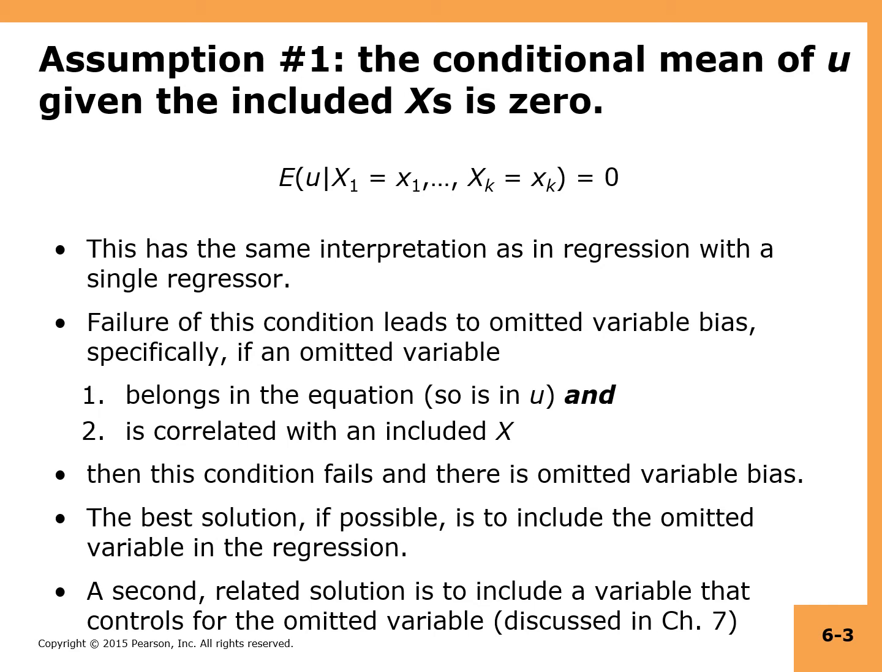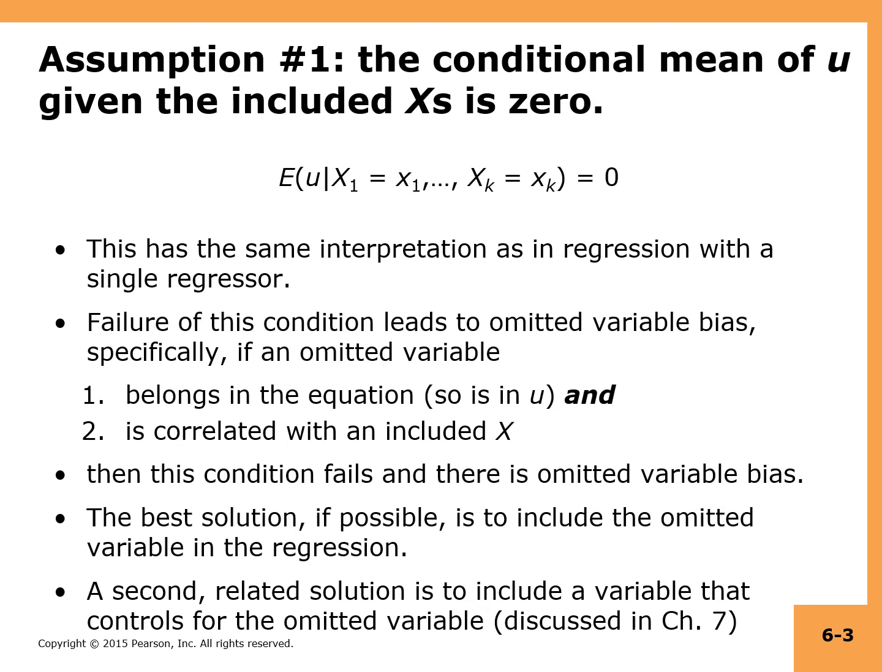So we said that if a factor is omitted, but it still affects the dependent variable y, and if this omitted factor is correlated with one of the regressors x, then we have a situation where assumption 1 fails, because omitted variable u is correlated with x, which means that the conditional mean of u given x is not equal to 0. So this condition fails, and this leads to omitted variable bias.